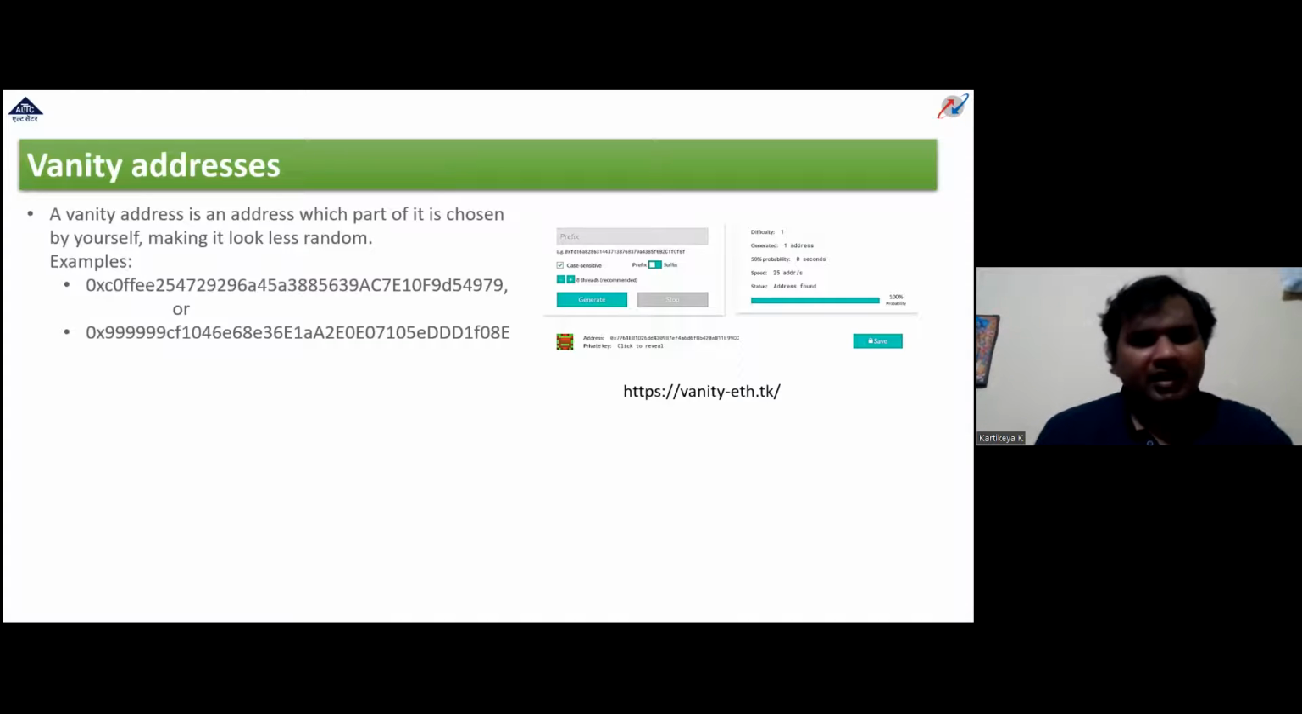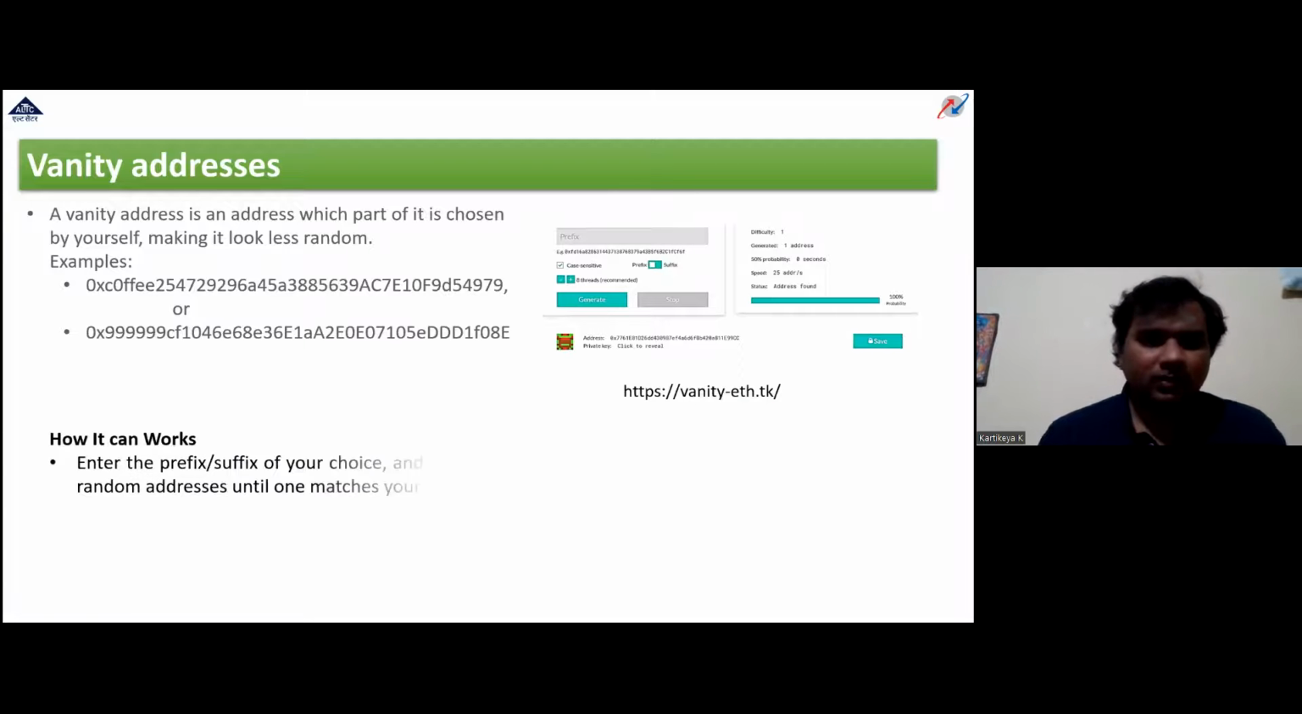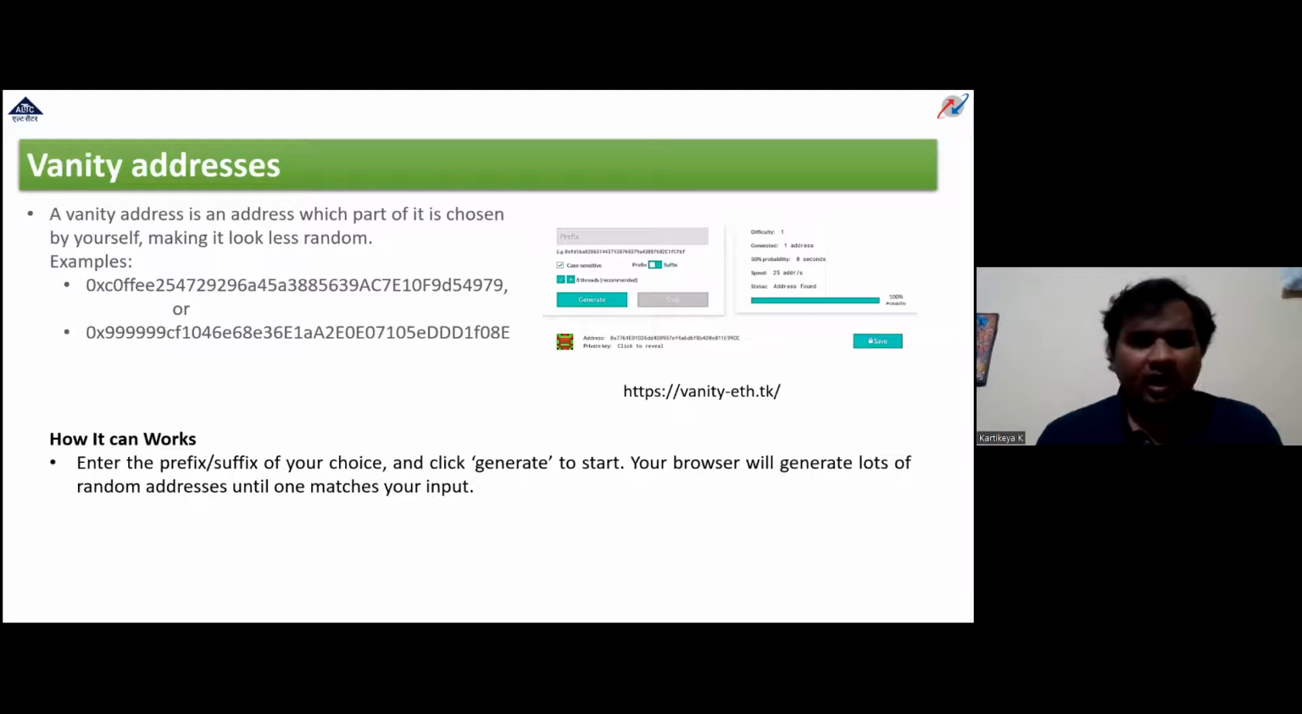If you want to make an address look much less random, we use a Vanity address. A Vanity address is an address where part of it is chosen by yourself, making it look less random. So Vanity addresses look less random than normal addresses. How does it work? Enter the prefix or suffix of your choice and click generate to start. In this website, you can do this.